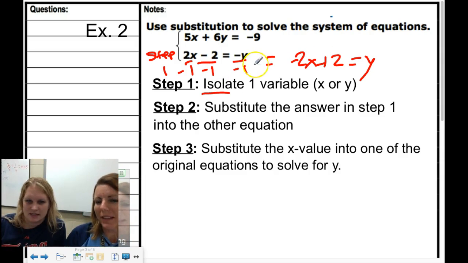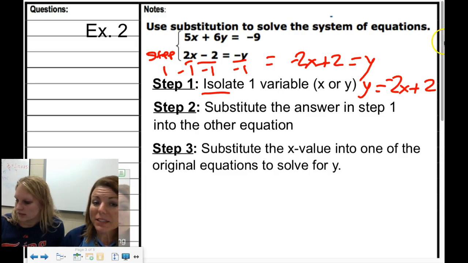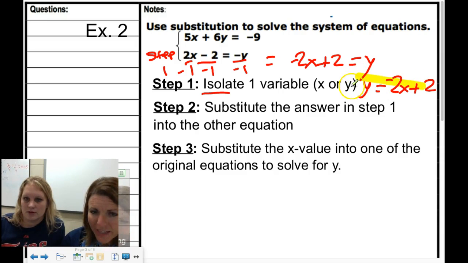And I don't like to write it that way. So can we change it so it's y equals? Y equals negative 2x plus 2. That's step 1. Just highlight that. So I like it. That's our final equation when we changed it.